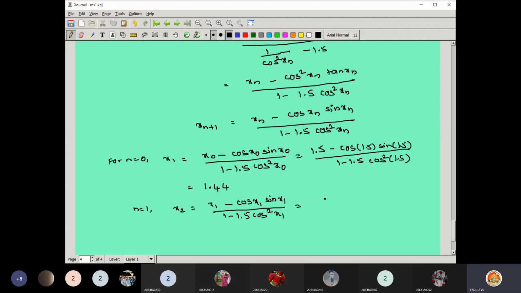First you look at the screen of your calculator. That should be represented in radians only. Otherwise you will get a different answer. Rule number 2. 1.345. Okay, 1.345. Again a change is there. So you go for the next value, n equal to 2, with x3.